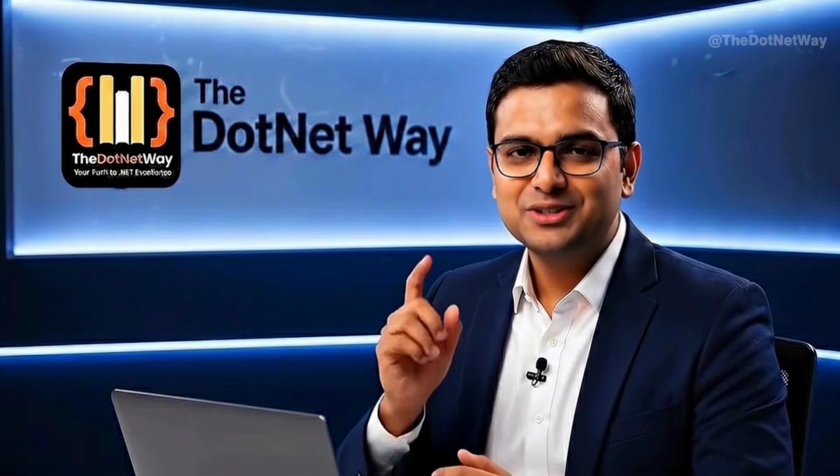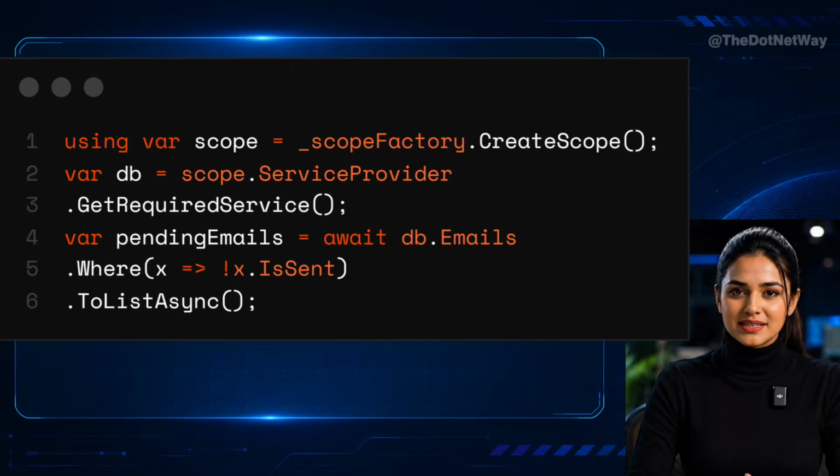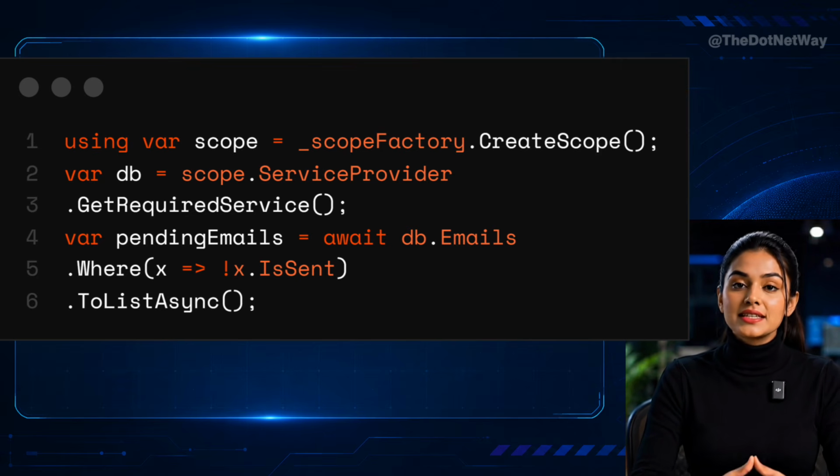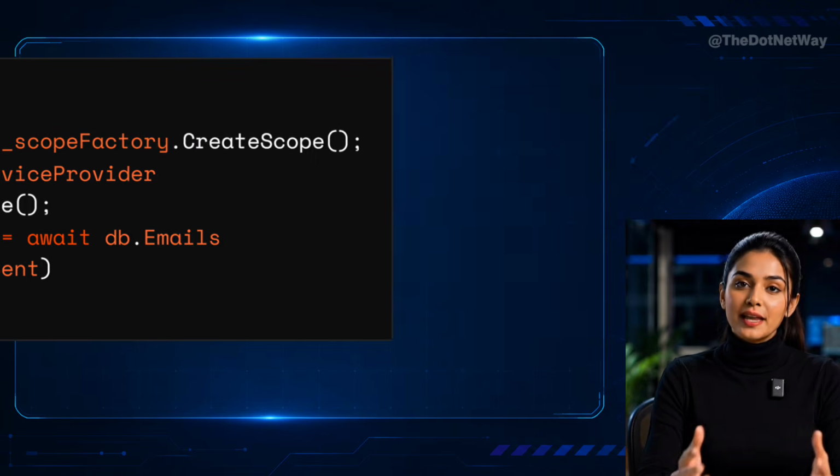What's the correct production approach? The safest production approach is creating a fresh dependency injection scope during every execution cycle. That gives us a brand new DbContext instance each time the worker runs and avoids memory leaks or tracking issues. This pattern is extremely important in long-running enterprise workers.